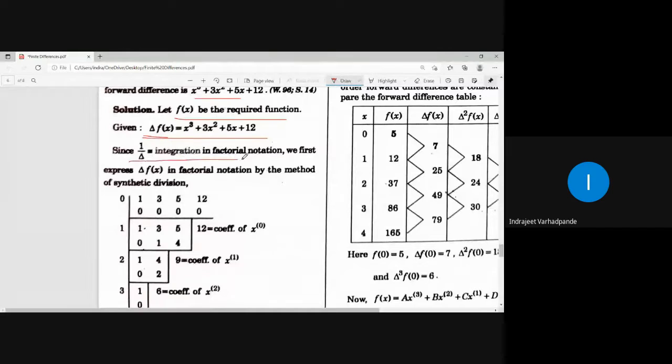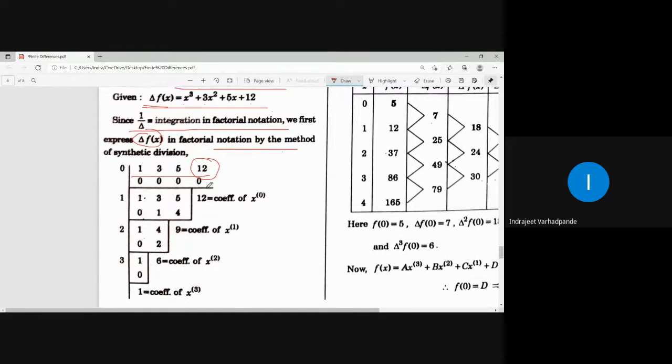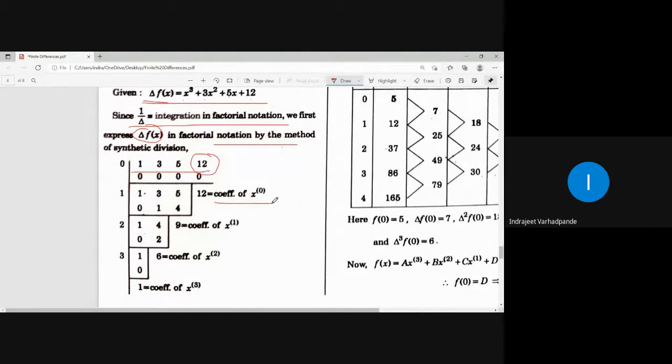Since 1 by delta is integration in the factorial notation, we first express delta f of x in factorial notation by the method of synthetic division. What are the coefficients? 1, 3, 5, 12. Dividing by the factor 0 is immaterial. The last term, which is the remainder, is the constant, or the coefficient of x to the power 0. The remaining terms are 1, 3, 5. 1 as it is. 1 into 1 is 1. 3 plus 1 is 4. 4 into 1 is 4, 5 plus 4 is 9.